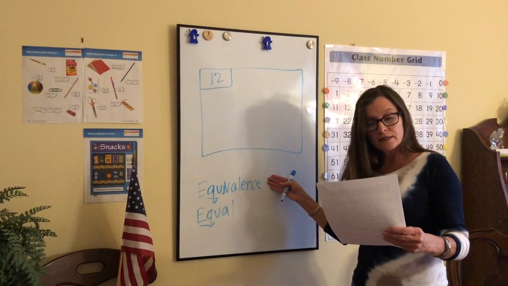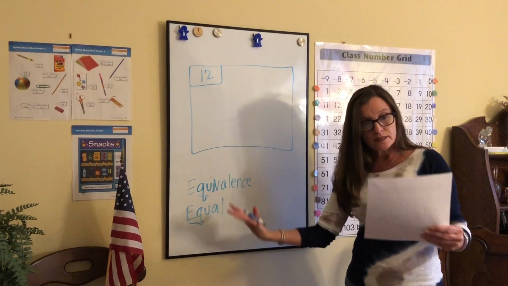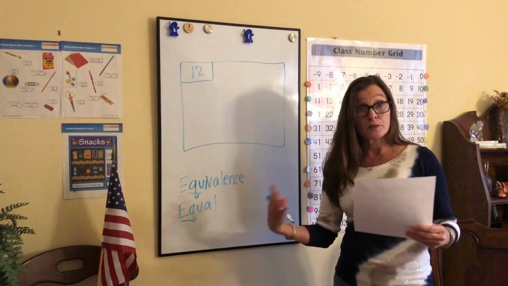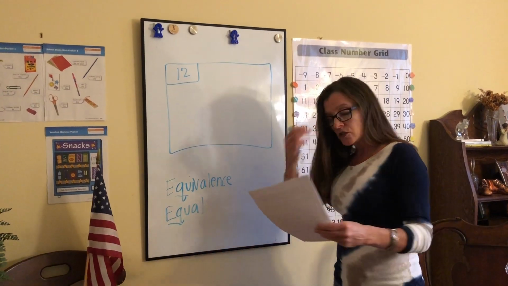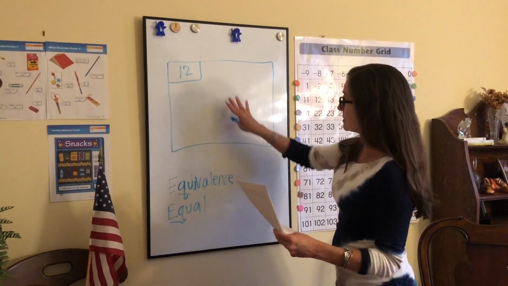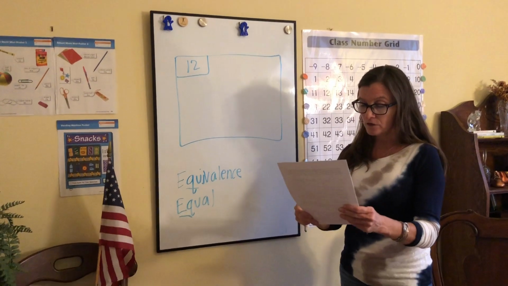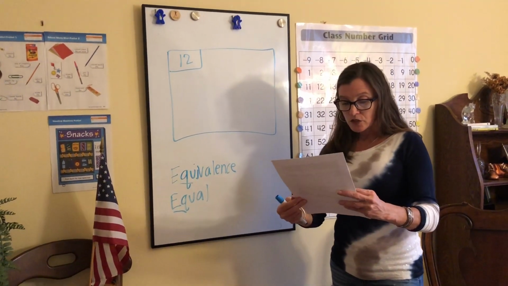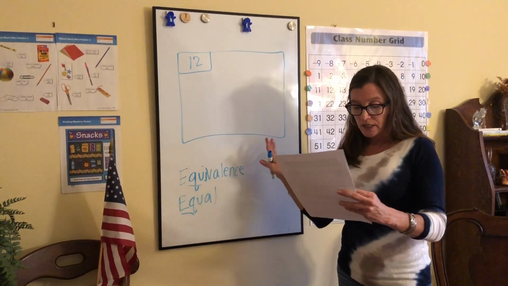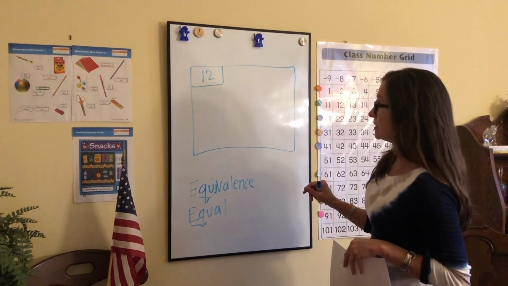It means the same. Equal means it's the same. We talk about number sentences being true or false. Are they equal? Are they equivalent to each other? So we're going to talk about a name collection box here with the number 12. And we've been doing this for about 3 or 4 months. So I'm going to show you different ways to look here at this name collection box.